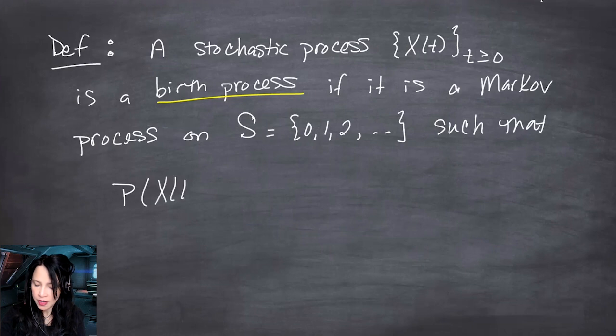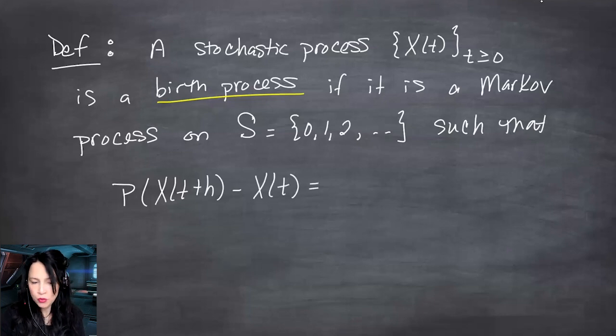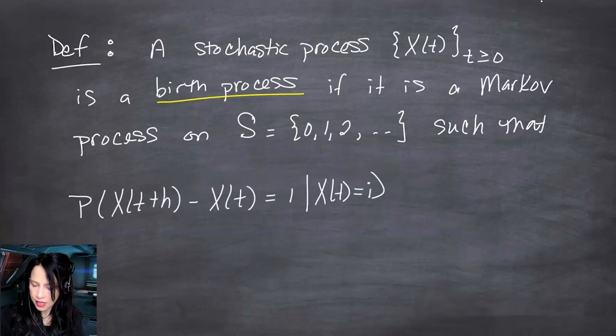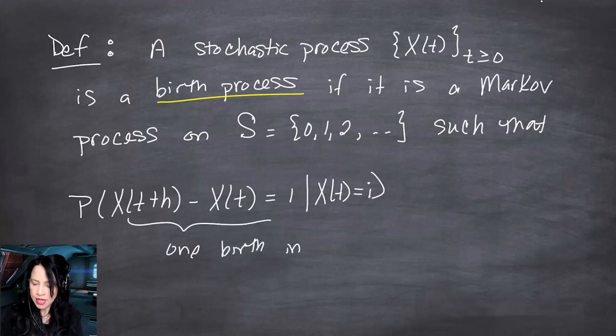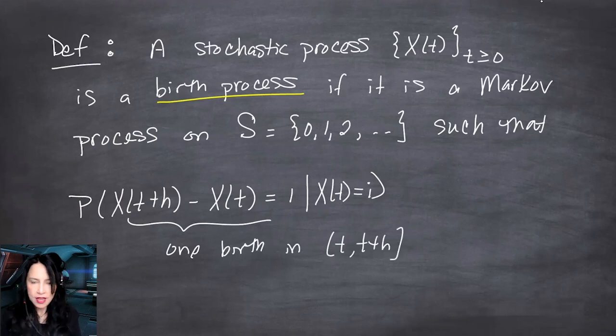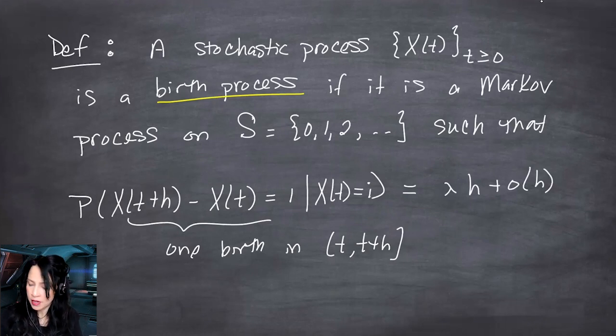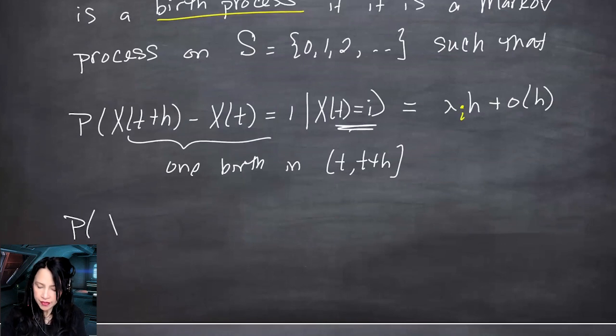So the probability that the number of people at time t plus h minus the number of people at time t is equal to 1, conditioned on the population size at time t is equal to I. So current population size is I, and this is the probability of one birth in the interval from t to t plus h. And we're assuming h is small. This was lambda h plus little o of h for the Poisson process, but now it's going to be a lambda sub I, something that could depend on the current population size.